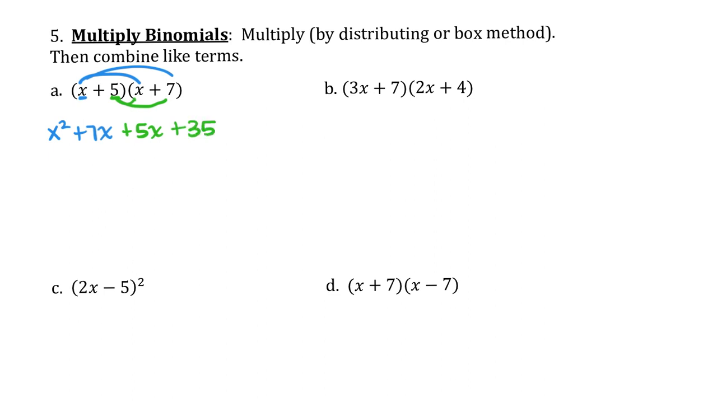Now if there's any like terms, we need to combine like terms. So the x squared is fine. 7x plus 5x is 12x. And then I'm going to bring down the positive 35.